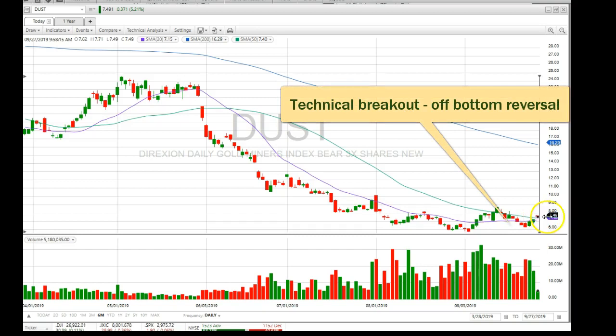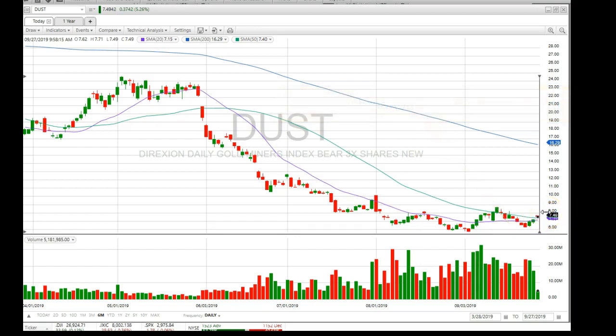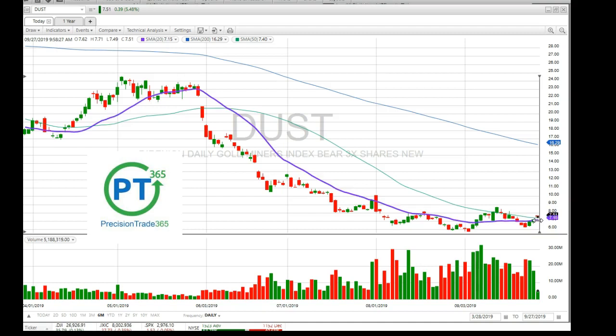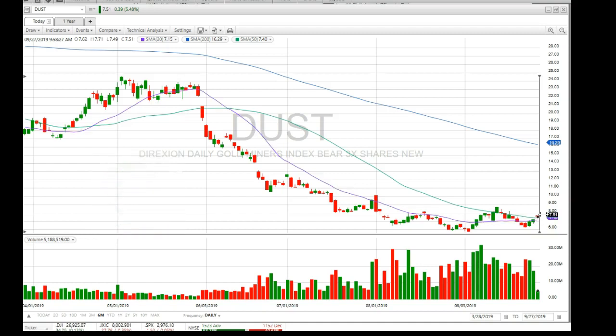So with this kind of setup, we will likely test the $8 again in the next 2 to 3 weeks, as long as we hold above 6.80. If I'm going to long DUST right here at 7.50 and targeting this area 8.50 to 9 or even 10, I would apply a 6.80 stop right here.